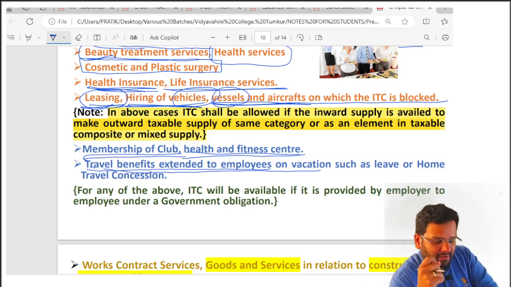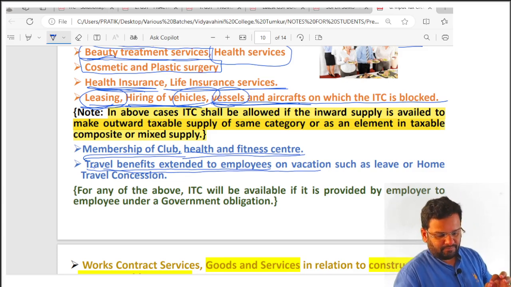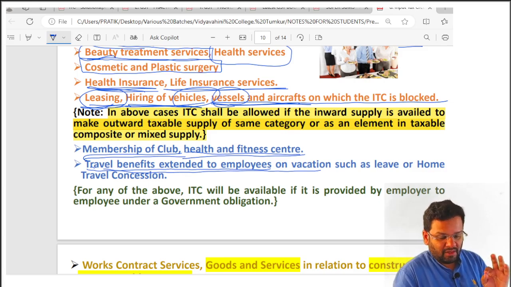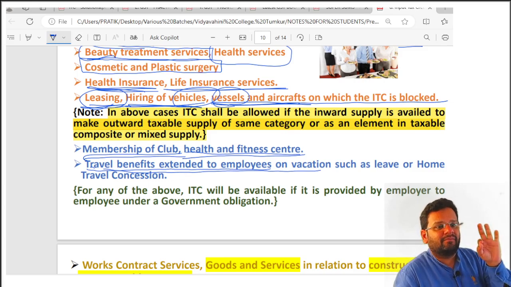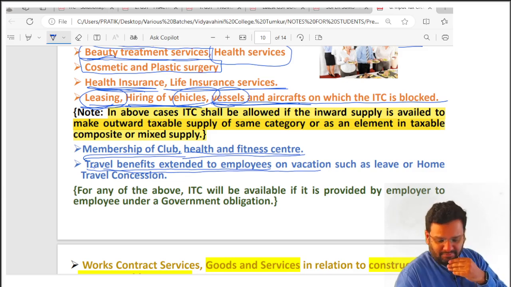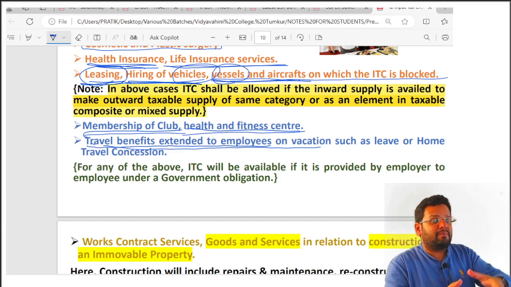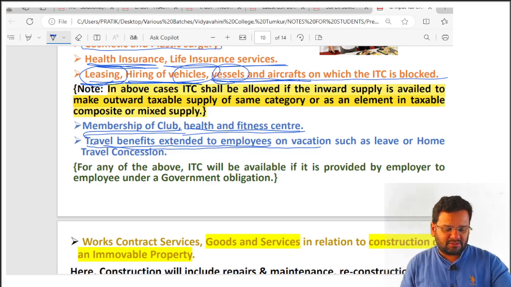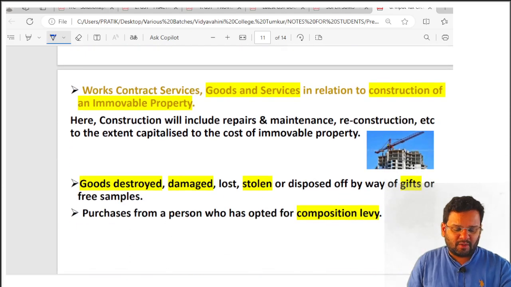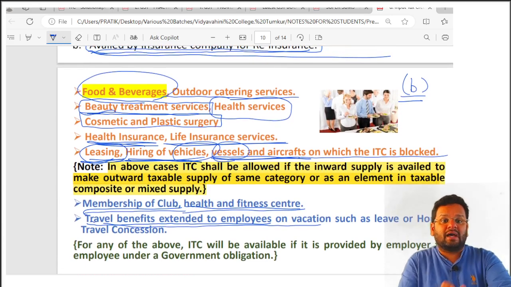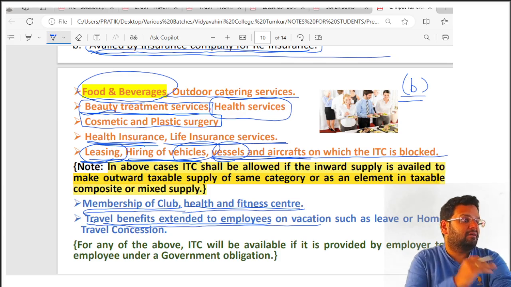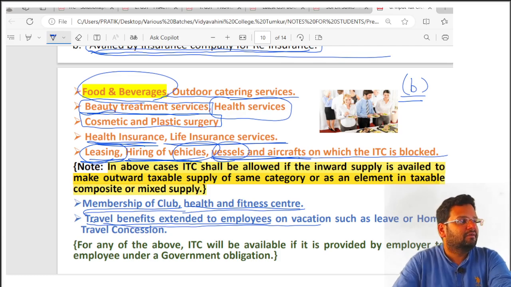And now next line in bracket, write down: for any of the above, whatever we have discussed till now in clause B, ITC will be available if it is provided by employer to employee under a government obligation. Under a what?